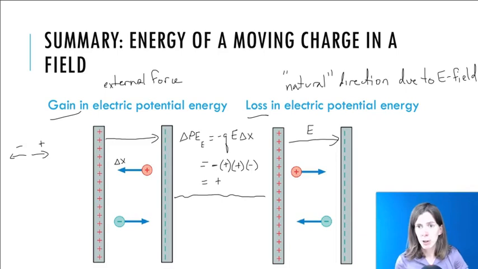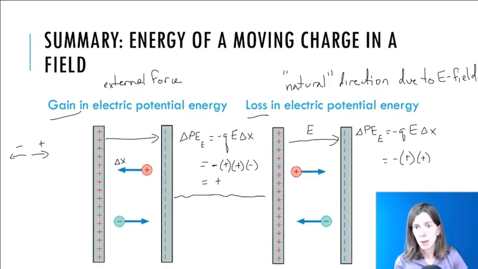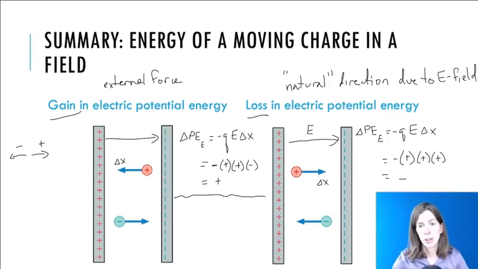Let's do the same thing for the one on the right, and I'll leave you to do the two on the bottom by yourself. And if you have any questions about them, definitely post in the comments below. So we have the change in potential energy equals negative QE delta x. The charge is positive. The electric field is to the right, is positive. And the displacement is also positive to the right. So you can see that when you multiply all of these numbers together, you will get a negative number.